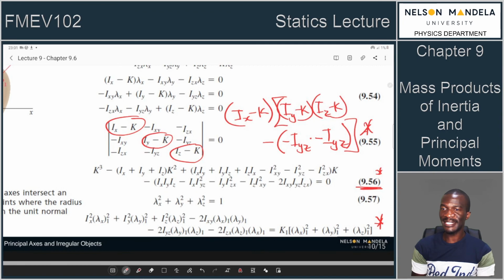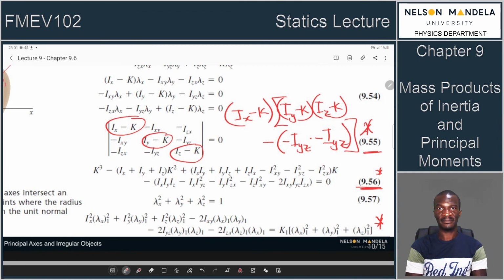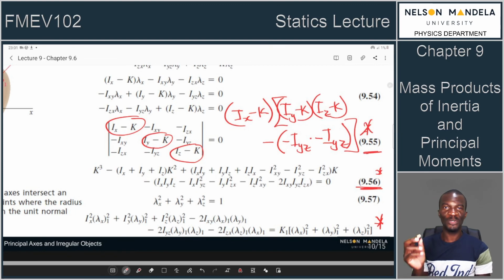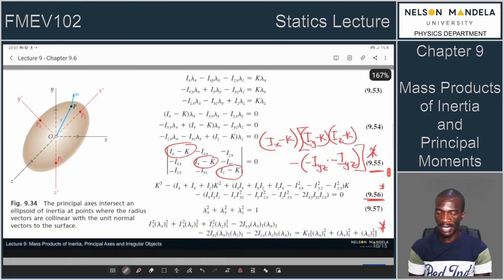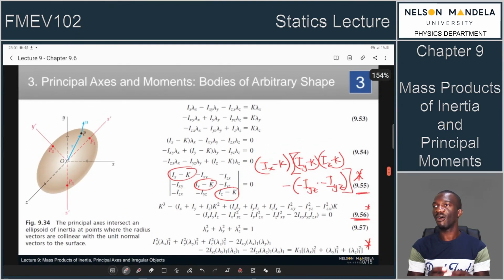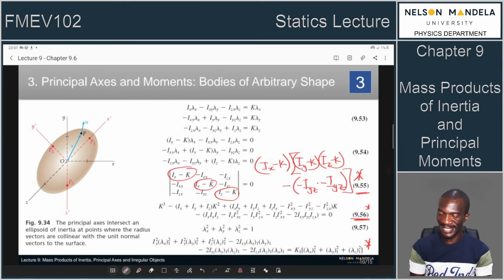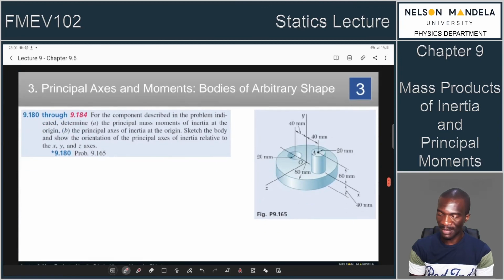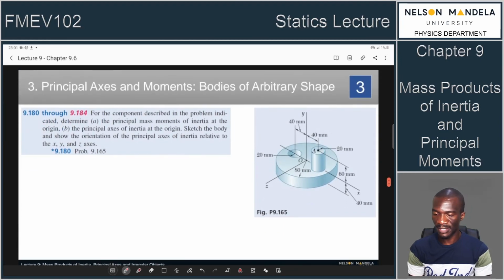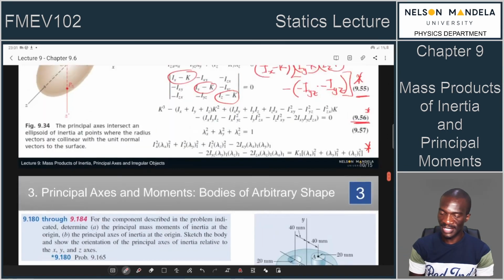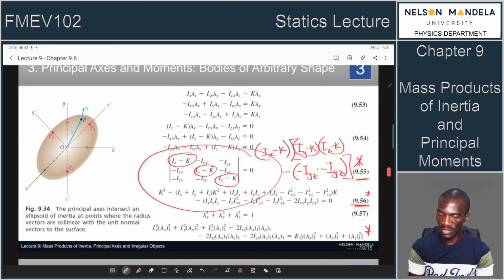So the matrix that is most important is matrix 9.55. Matrix 9.55 is the matrix that you can use to find the principal moments of a body that is irregular. So the same should be applied here, principal axis and principal moments, bodies of arbitrary shape. So in this case, obviously, you want to use this matrix.